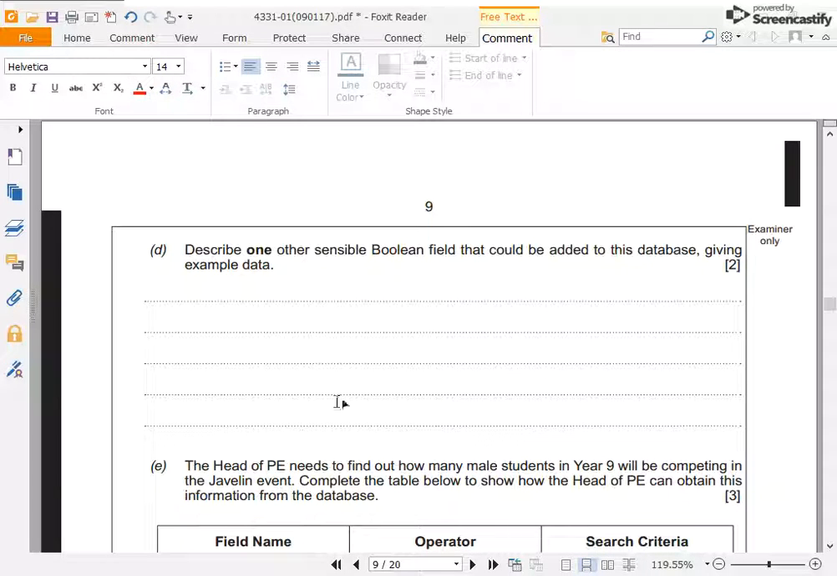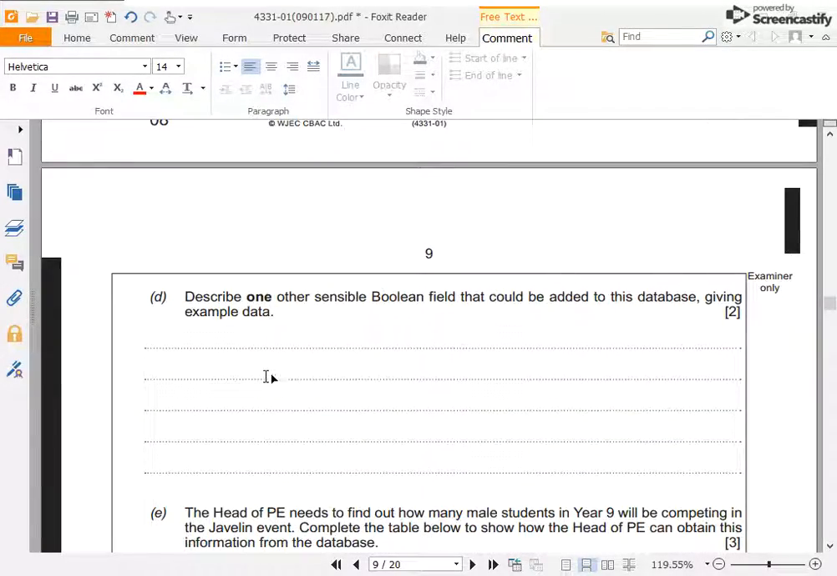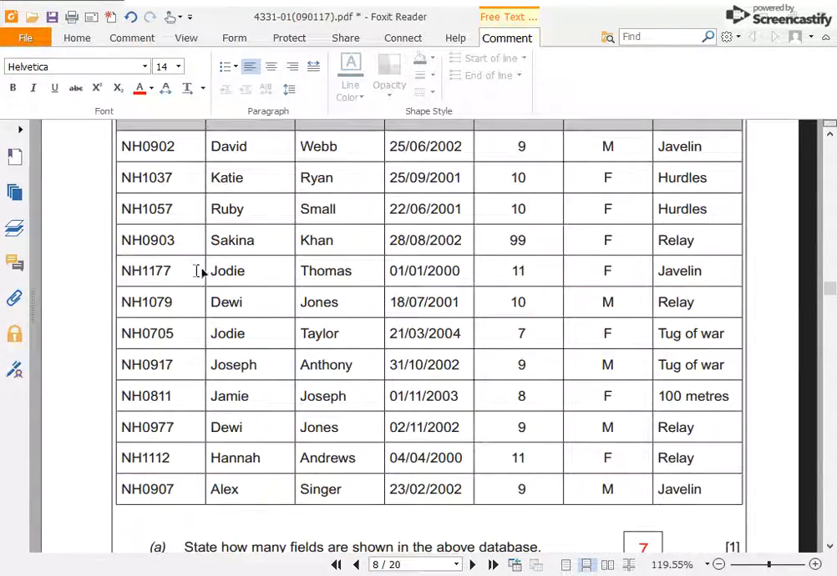Me again. So Boolean is the yes or no. So you need to give two fields. Describe one other sensible Boolean field. So you need to give a sensible field that could go in the database that could be a yes, no data type. So let's have another look at the database.